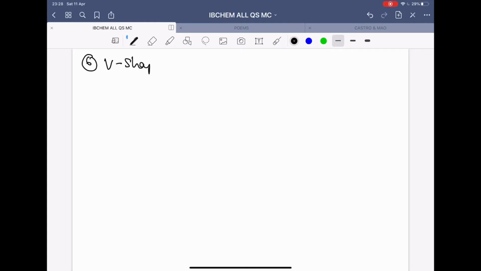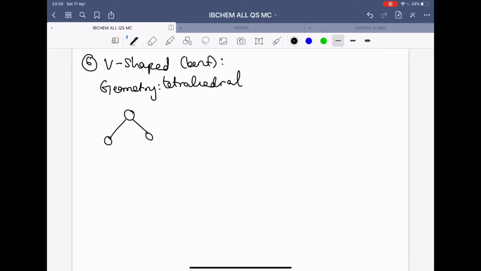The next geometry, and I also think is the final geometry on the standard level spec that I'm going to go through now, is V-shaped, bent. So there are 2 V-shaped, like I've said, there's one before as well. You're just going to have to memorize this again. So if the geometry is tetrahedral, and I'm going to draw out the diagram now, and you've got 2 lone pairs of electrons, it cannot be trigonal pyramidal because you have 2 electron lone pairs. You don't just have 1.